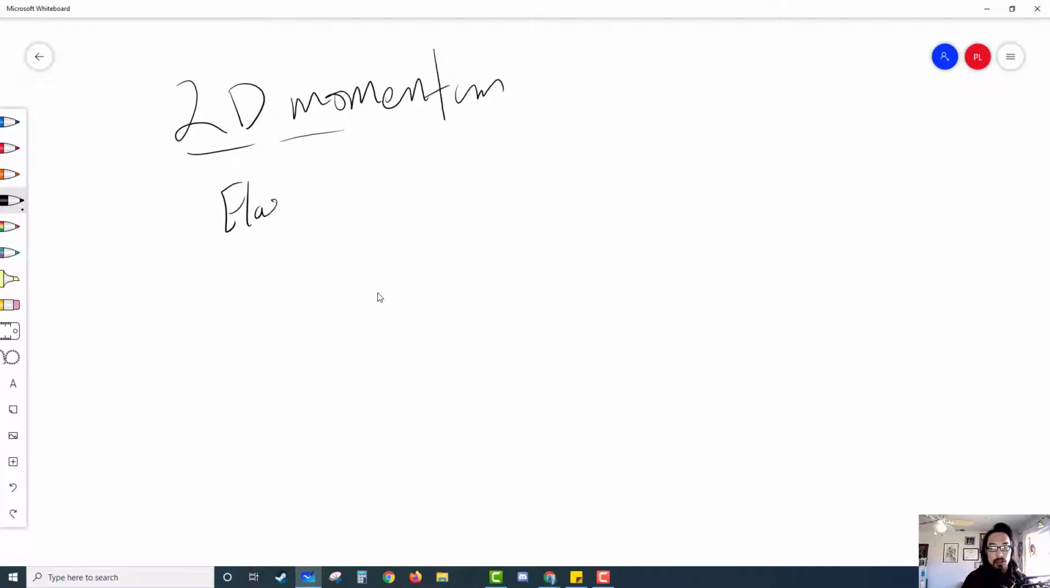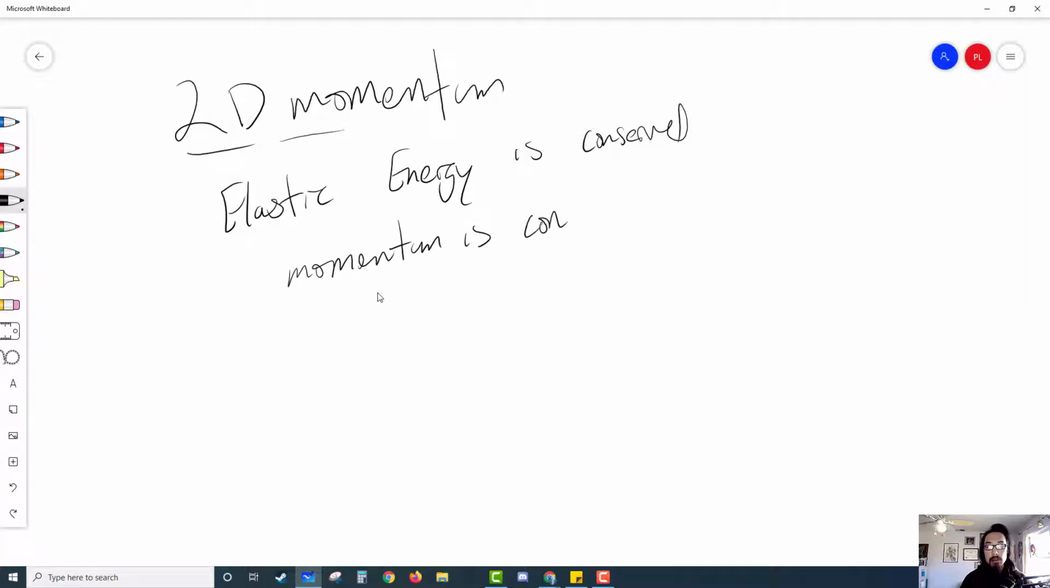For elastic collisions, energy is conserved and momentum is conserved. Well, momentum is conserved for all of the situations, but momentum being conserved is the most important part about the conservation of momentum unit itself.